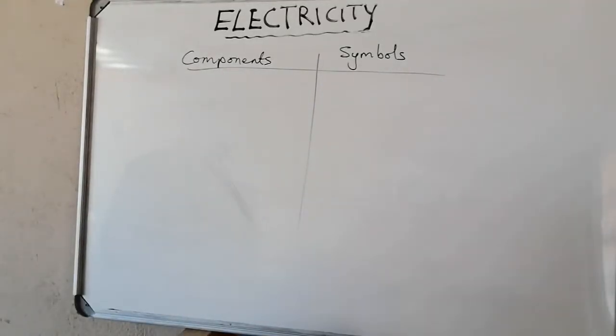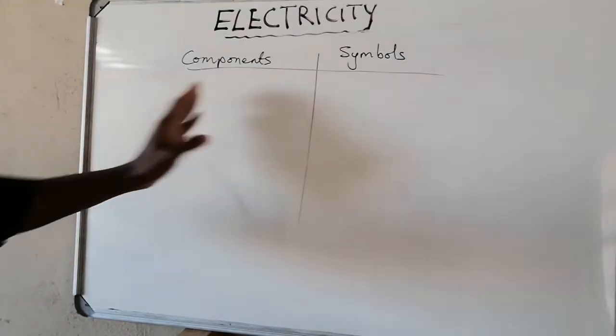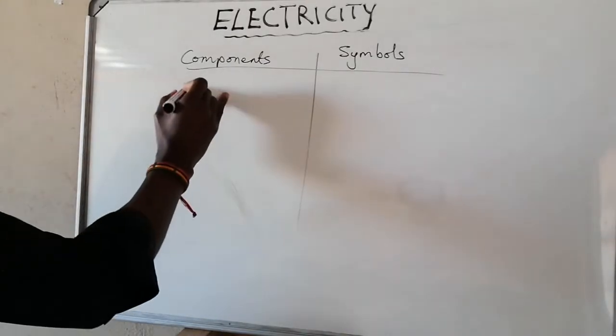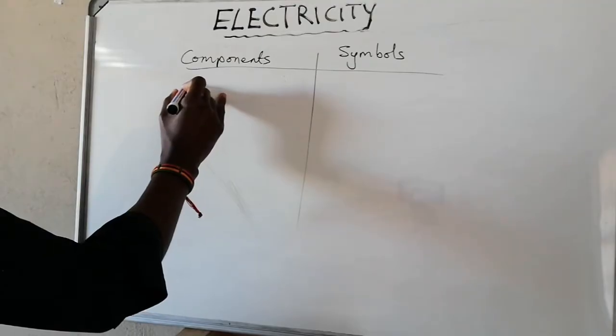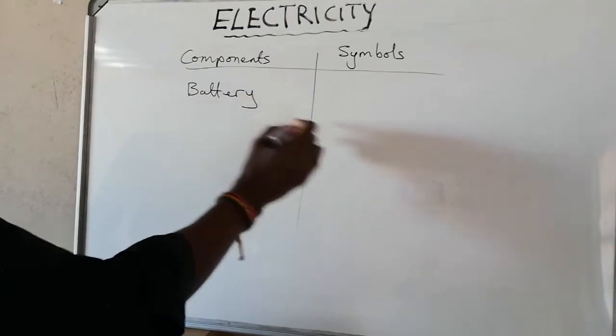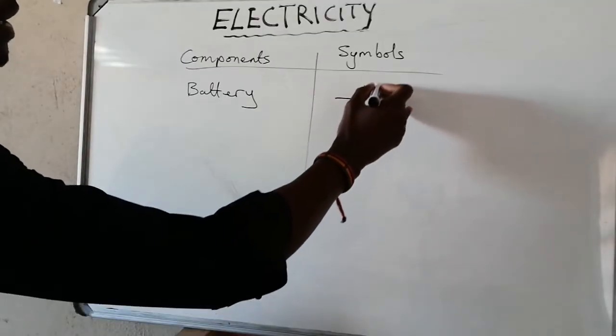Here's another thing that we need to keep in mind as we do electricity: there are components, and then there are symbols that they use for drawing. For us, just doing engineering science, we won't go into all the many symbols, but I just want us to know that in case we are looking at a battery, how will a battery be represented? They will represent a battery like this.